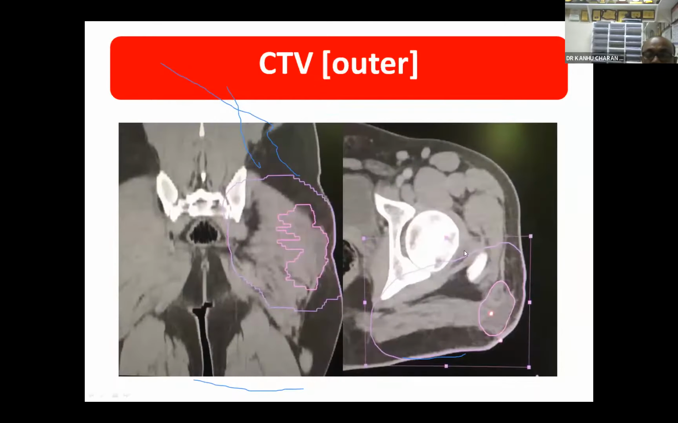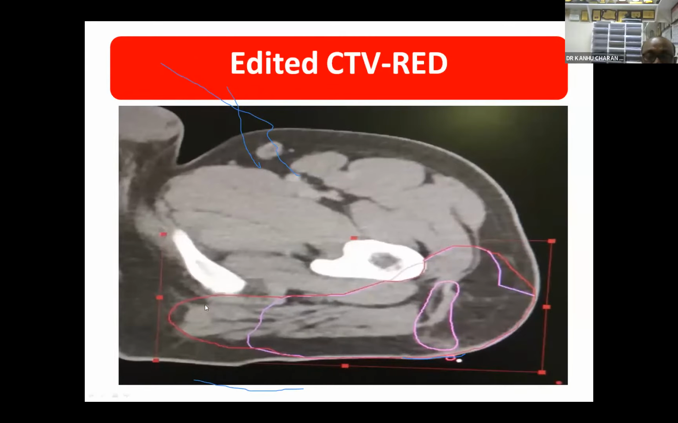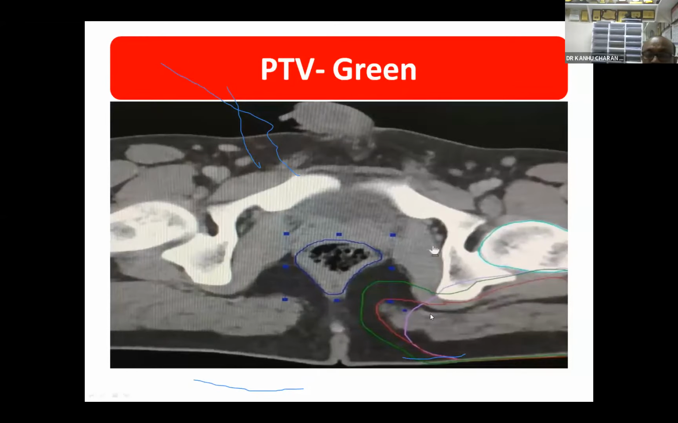Then we gave the CTV longitudinal 4 centimeter and circumferential 1.5 centimeter. This is what we did, but we edited it; the red one is the edited one. So we included slightly extra edema, and we also deducted the cavity CTV from the bone. This is what we did.